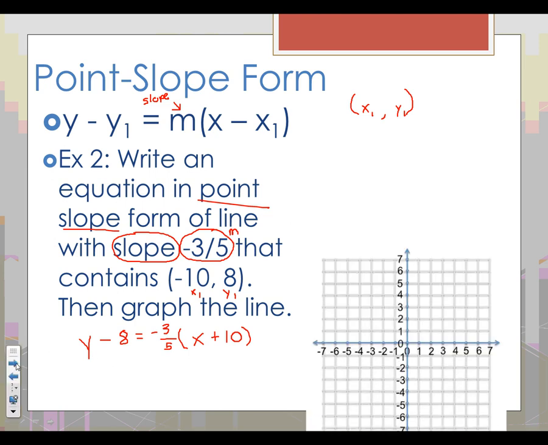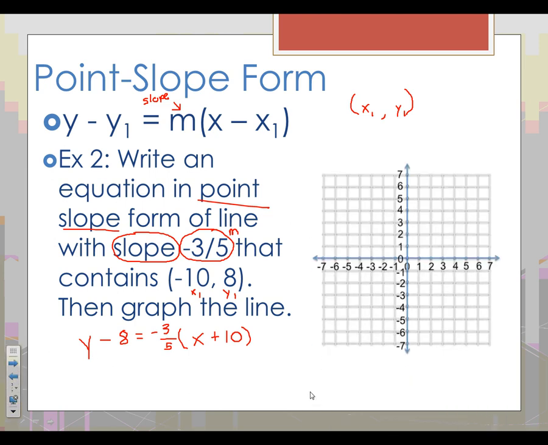And then to graph it, again, sketch a coordinate plane. Instead of starting with the y-intercept, we'll just start with the point that we were given. So this time we had (-10, 8). So I need to extend mine a little bit. So that would be -8, -9, -10. So -10, +8.